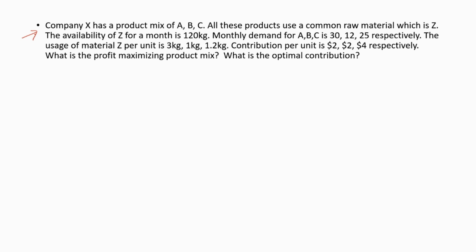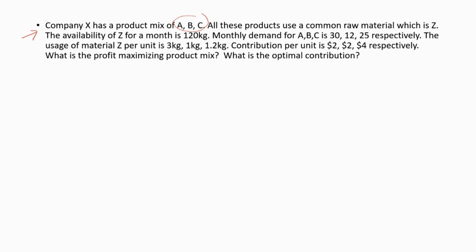Company X has a product mix of A, B, C. This is a product mix, which means there is more than one product they are producing. All these products use a common raw material, which is Z. The availability of Z for a month is 120 kilograms. This is a raw material, which means the availability of the raw material is 120 kilograms per month.